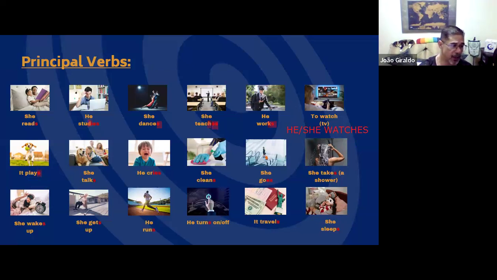It plays. Look at the little dog here playing with the ball. Play ends in Y, but the anterior letter is vowel. So no cut the Y like in consonant and Y. We only cut, remove the Y when we have consonant and Y. Here is vowel and Y. So we simply additionate S to the verb. So I play, you play, the dog plays, it plays, the boy plays, because it is affirmative, he, she, it.